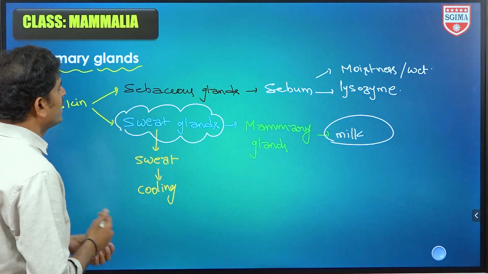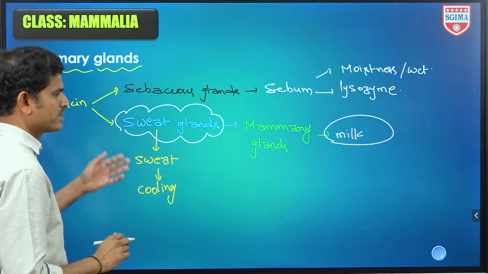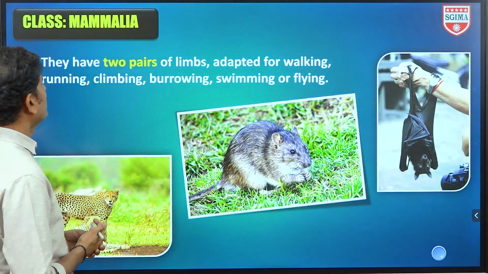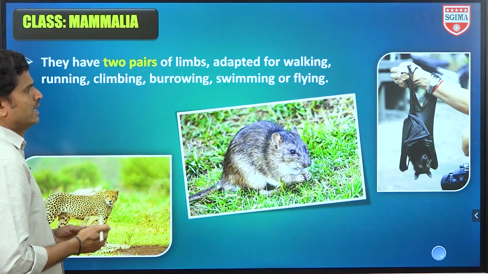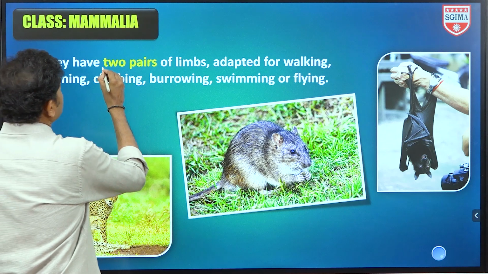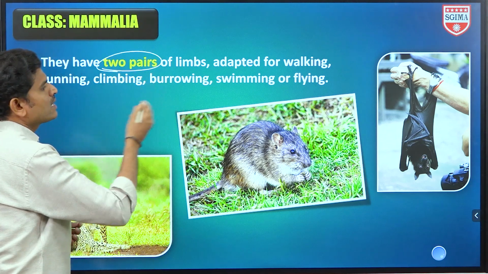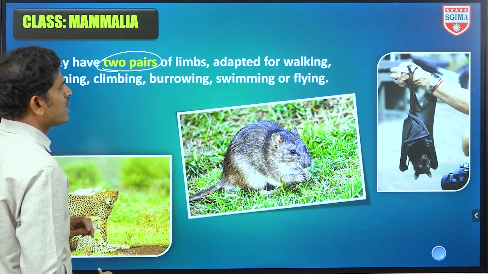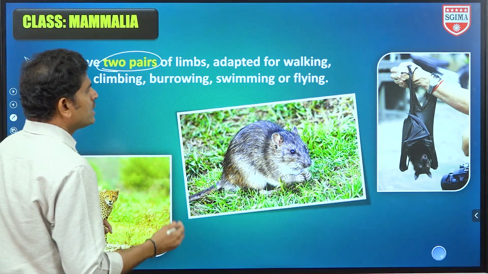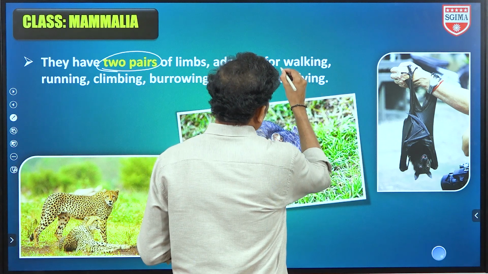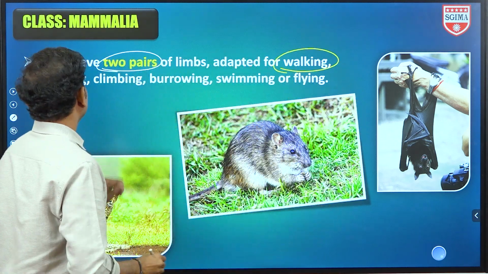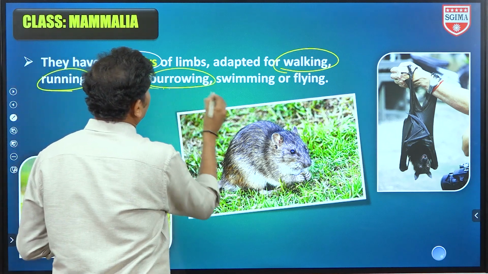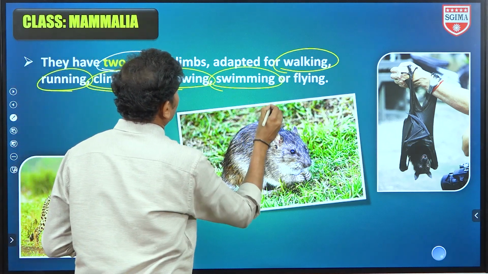Okay, NCERT doesn't mention it directly, but of course, it is related to this. Next slide. Yes, they have given external characters, limbs. They have two pairs of limbs, because these are tetrapods, they come under Tetrapoda, so limbs are present. Two pairs of limbs. What are these limbs for? They are for walking, running, climbing, burrowing, and swimming, flying.